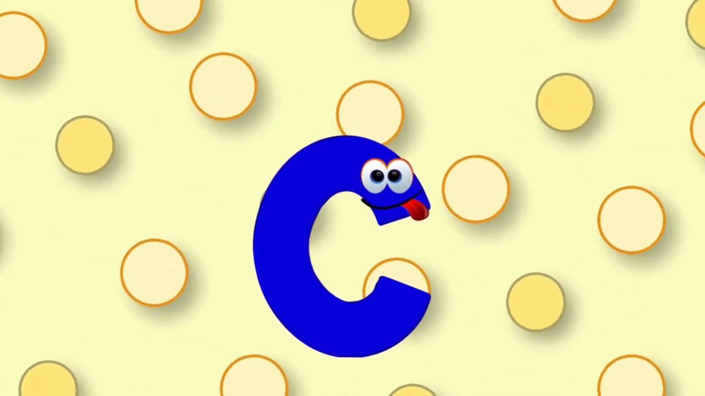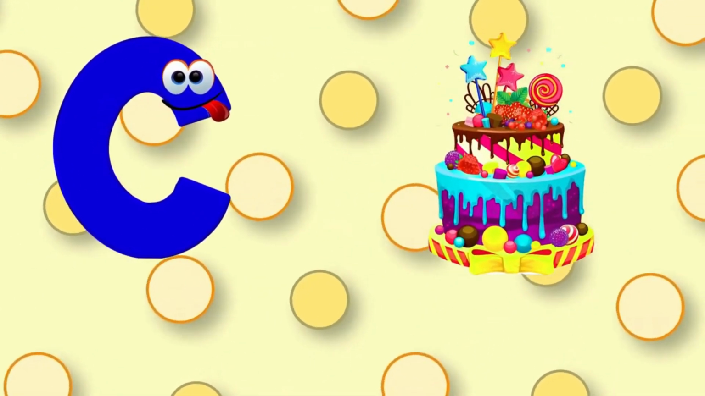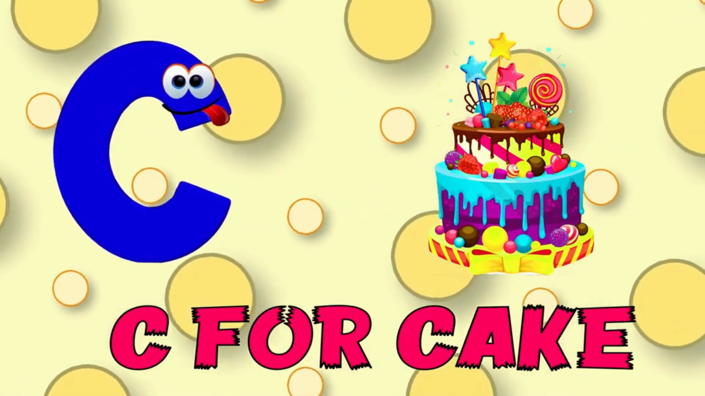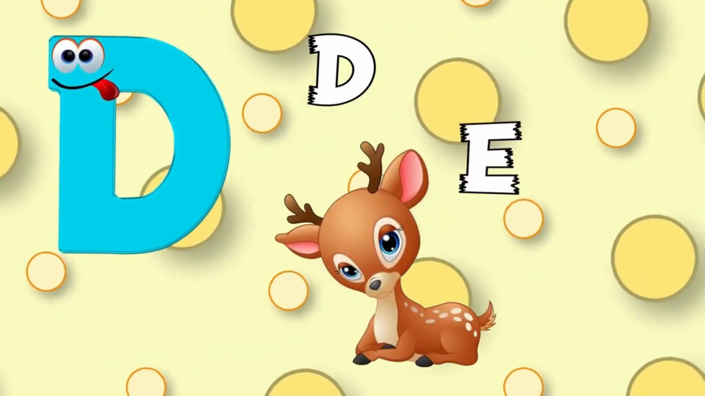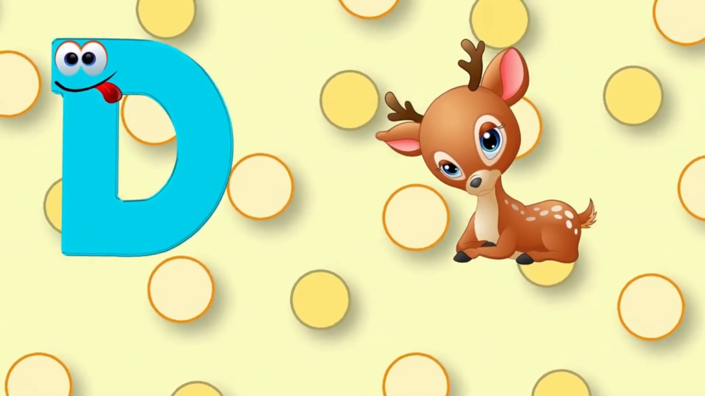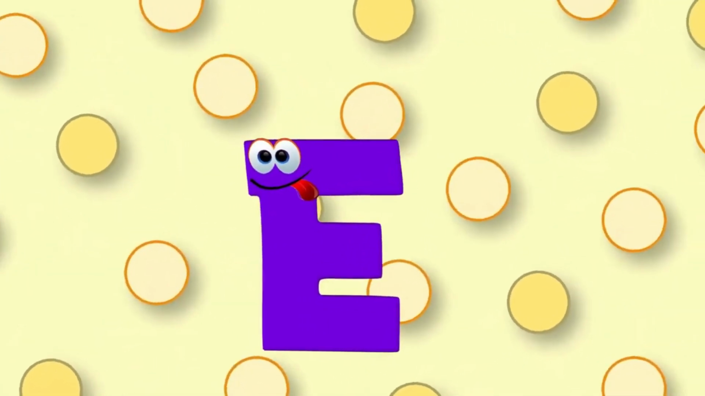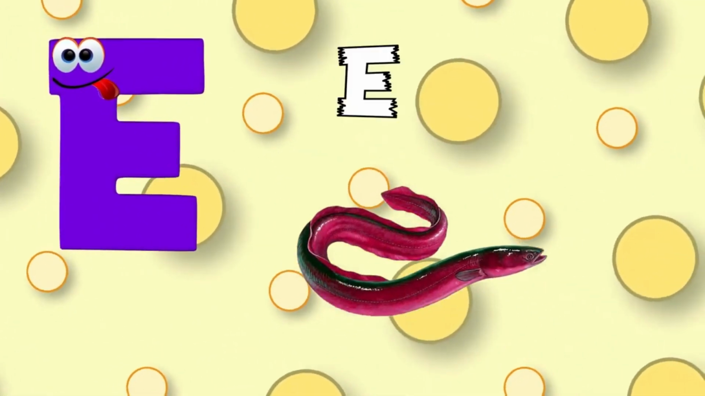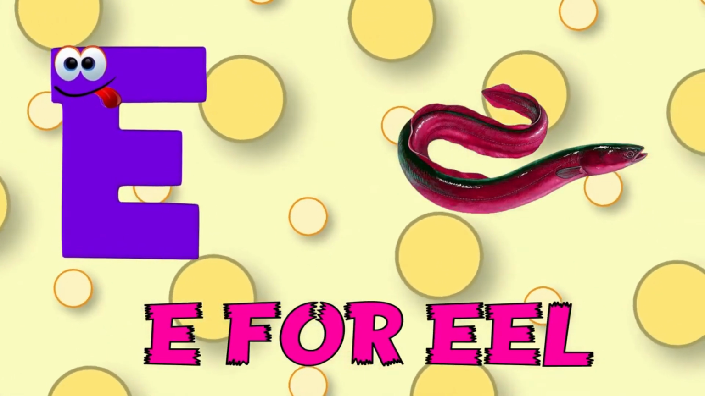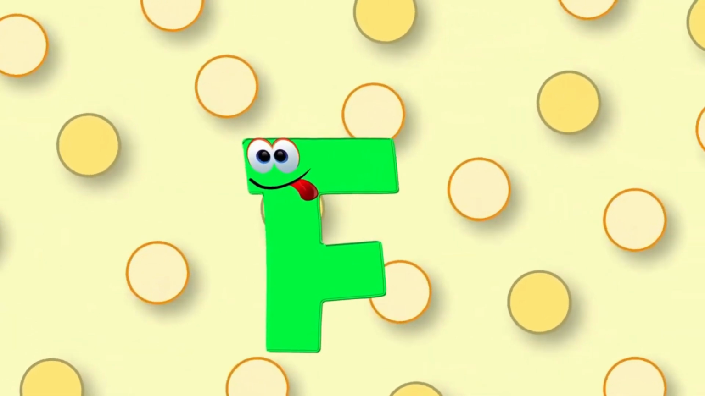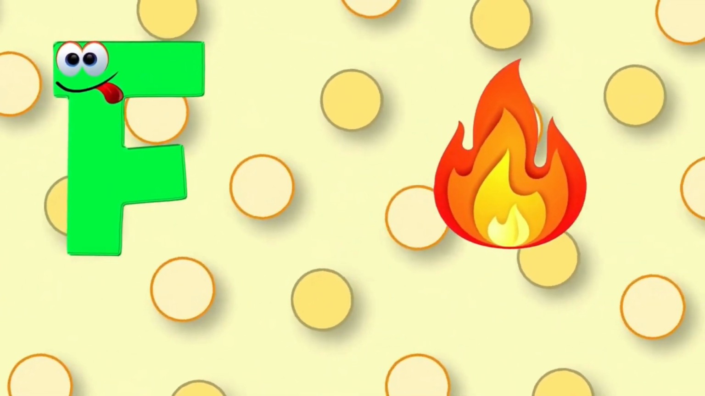C. Cake. D. Deer. D for deer. E. Eel. For eel. F. Fire. F for fire.